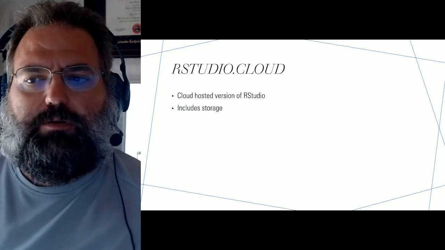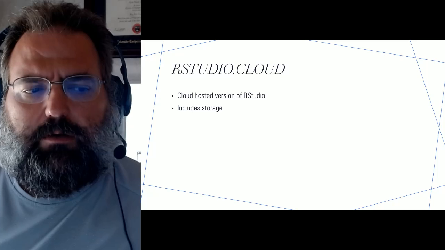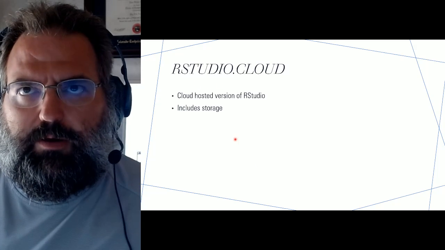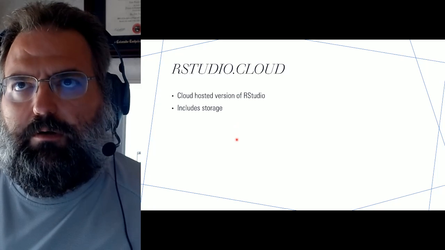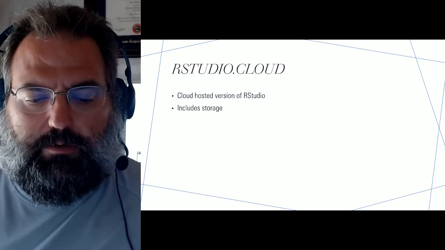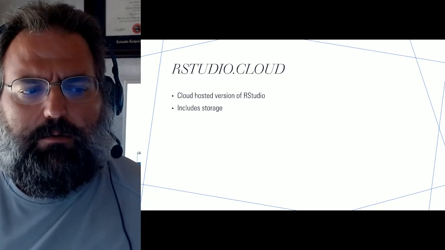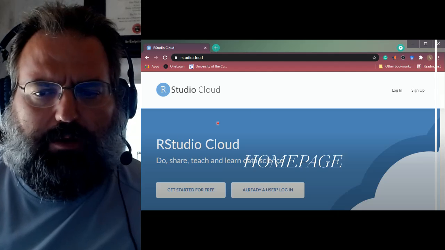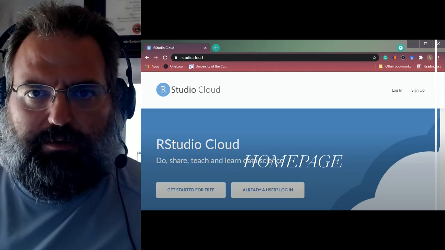So the first option to consider for R is RStudio.cloud, and this is a really interesting sort of thing. You can do something similar to this if you have a paid version of Databricks. You can actually install essentially RStudio onto your own cluster. Not something you can do with the free edition, but it does include storage, and the nice thing is once you get past the logon screen, it looks pretty much like RStudio. It's kind of hard to tell the difference.